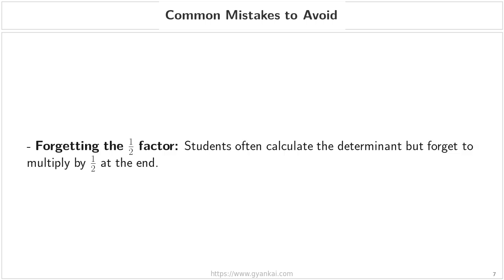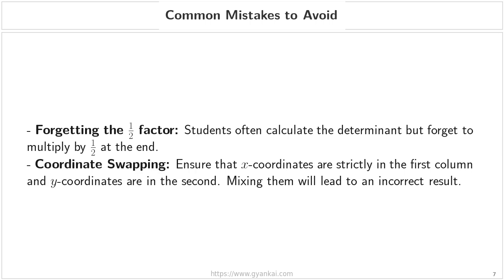Common mistakes to avoid. First, please be mindful of forgetting the 1/2 factor. As we saw in our step-by-step calculation on the previous slides, the determinant itself only gives us a part of the value. You must remember to multiply your final result by 1/2 to get the actual area. Second, watch out for coordinate swapping. It is crucial to be disciplined with your organization. Ensure that all x coordinates are strictly placed in the first column and all y coordinates are in the second column. If you mix these up, your entire calculation will be incorrect.